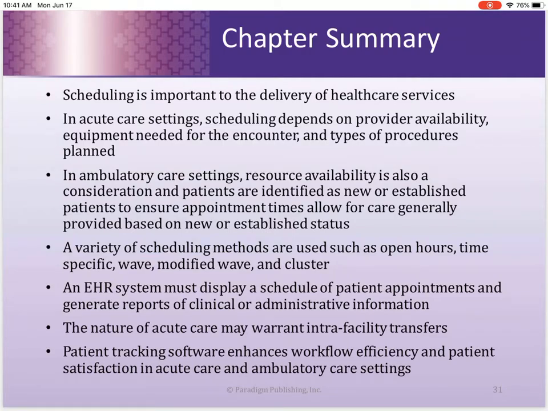Ambulatory care patients are typically labeled as new or established. When scheduling a new patient, healthcare staff must gather demographic and financial information. There are 5 scheduling methods, each designed to meet the specific needs of the facility. The scheduling methods include open hours, time specified, wave, modified wave, and cluster. The electronic health record system provides features for scheduling, canceling, and rescheduling appointments. An EHR system must display a schedule of patient appointments and generate reports of clinical and administrative information.